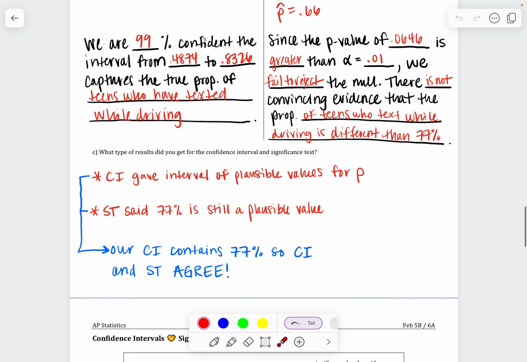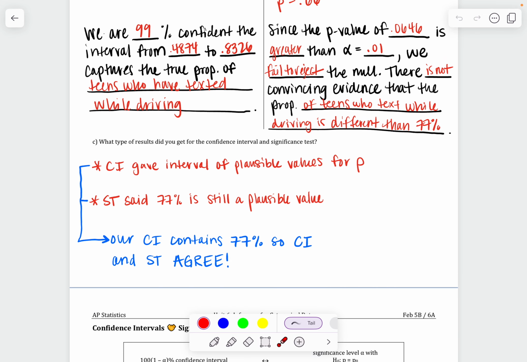Looking at those two conclusions, the confidence interval gave me plausible values for p. Somewhere between 0.4874 and 0.8326 is the true proportion of teens who text while driving. And the significance test said that 77%, the null, is a plausible value. What you should see is if you fail to reject the null in your hypothesis test, your interval should contain the null value. So 0.77 is within my interval, so these two tests end up agreeing.